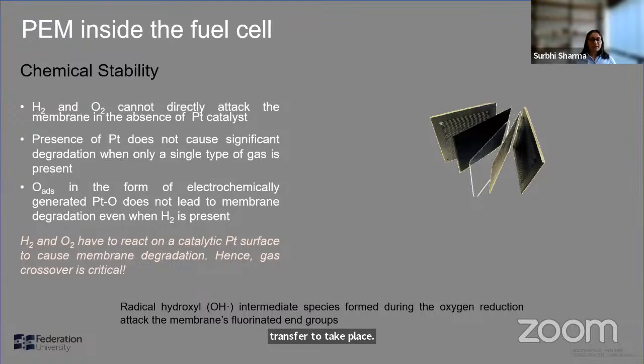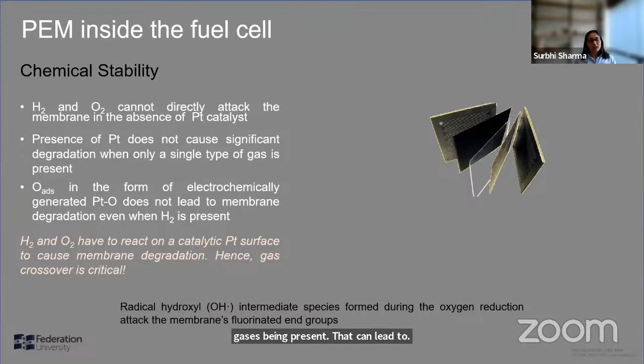So in general, the membranes are chemically stable to quite an extent. The presence of hydrogen or oxygen does not cause any degradation of the membrane on its own in the absence of any catalyst material. The catalyst presence alone also does not cause a very significant amount of degradation to the membrane. But there is oxygen adsorption in the form of electrochemically generated platinum oxygen species, with oxygen atoms forming bonds with platinum, that can lead to membrane degradation when hydrogen is present. So it is a combination of platinum, hydrogen, and oxygen gases being present that can lead to degradation of the membrane.